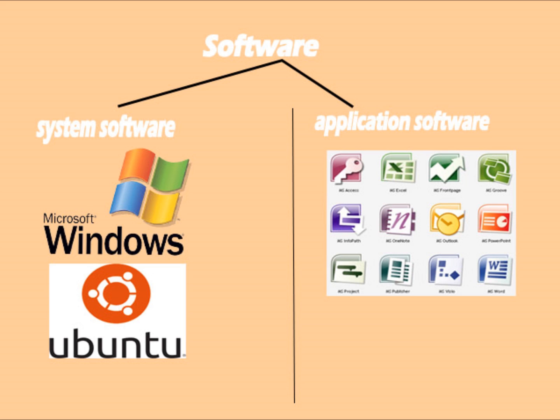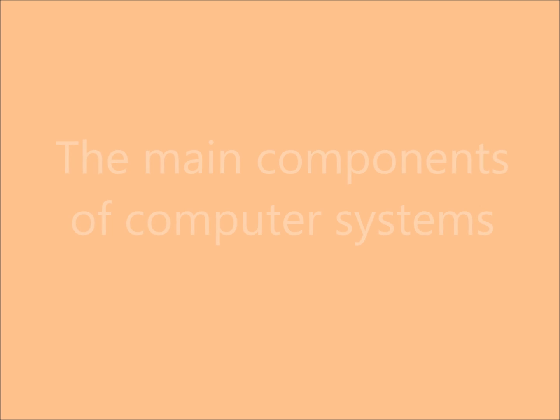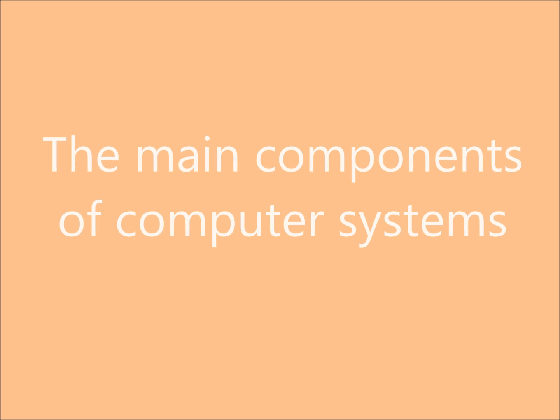Let's talk about system software. System software are programs that allow the hardware to run properly. Example, operating system. Application software are programs that allow the user to do specific tasks. Example, spreadsheets. Now we will talk about the main components of a computer system.